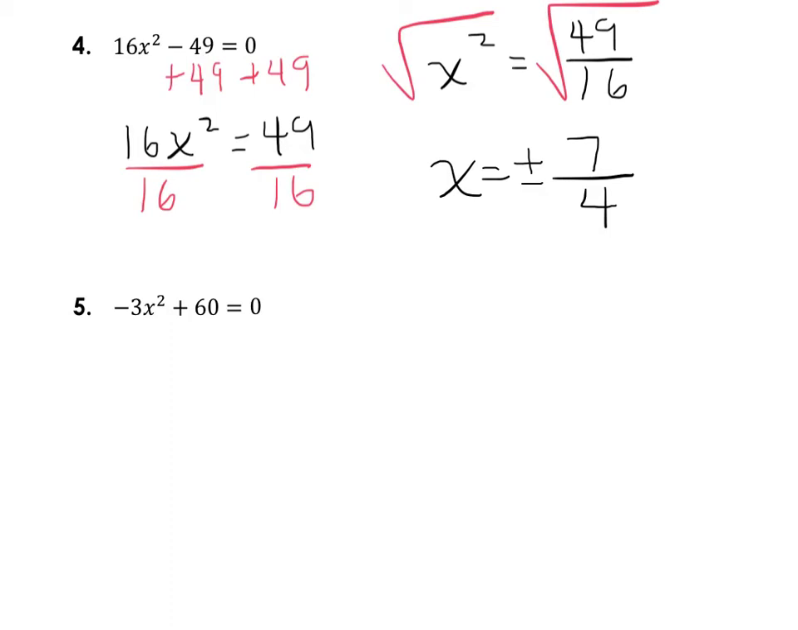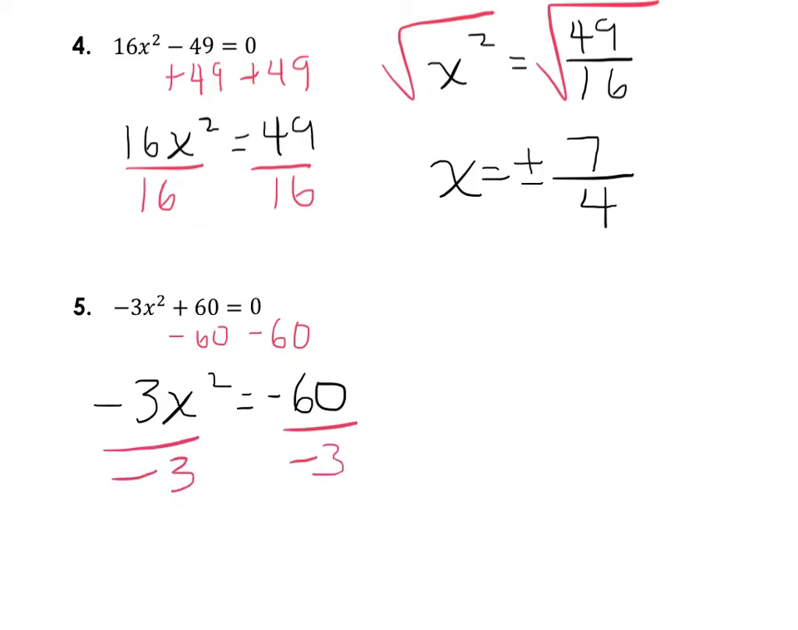Okay, in the final example, if you want to, you could pause right here and solve it and then push play again to check your answer. I'm going to go ahead and solve 5. For 5, isolating the x squared, I'm going to subtract 60 from both sides. Then I'll have negative 3x squared equals a negative 60. Then dividing both sides by a negative 3, I get x squared equals positive 20.